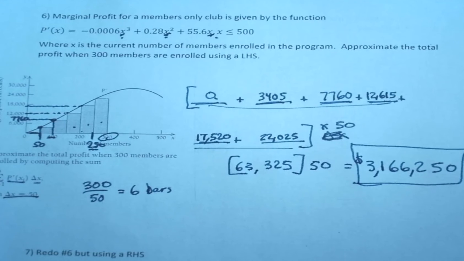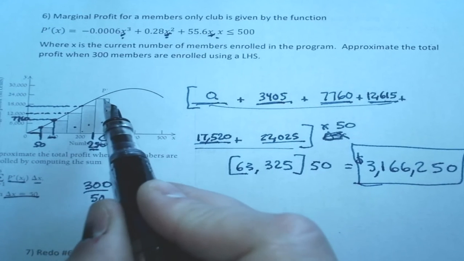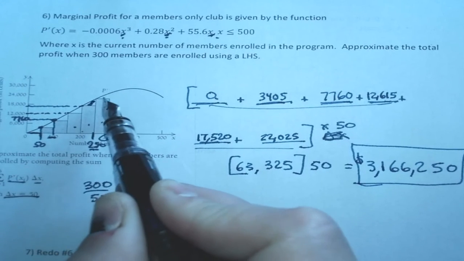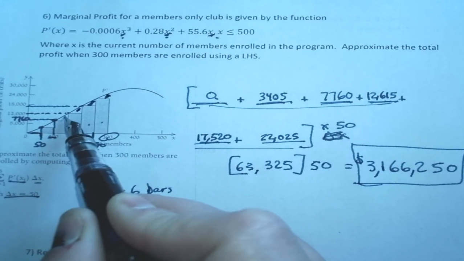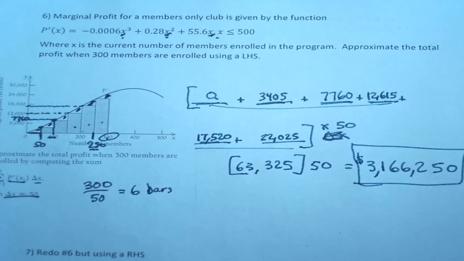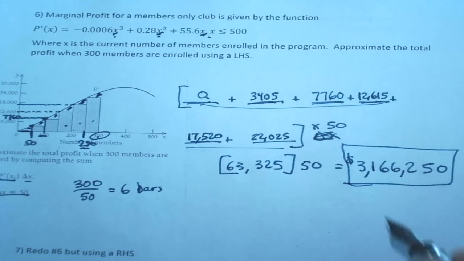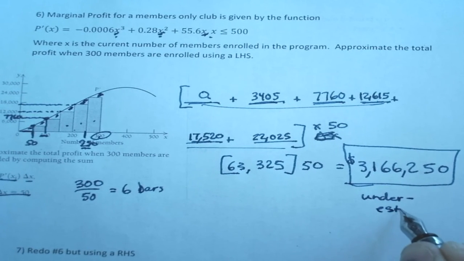Now look at your graph. What do you notice? The bars are all below the curve. There are these gaps here. That tells me this is an underestimate.